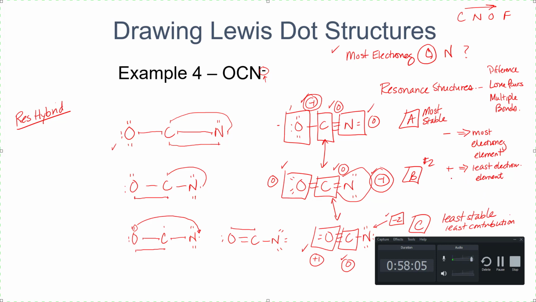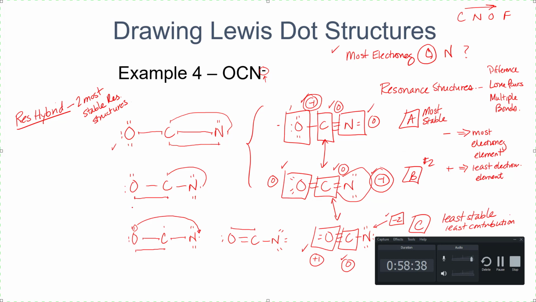And so what I typically will do is I will say, if you're going to write the resonance hybrid, only write the resonance hybrid for the 2 most stable resonance structures. Okay, and I have to tell you that, and so I will. So let's write the resonance hybrid for the 2 most stable resonance structures. And that we just determined was A and B.